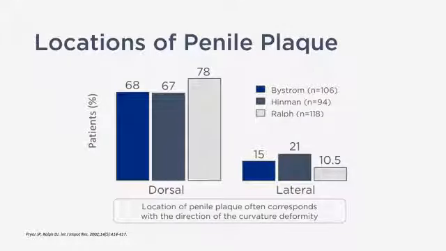Where do you find these scars? Most of the scars, roughly 70 to 80% of them, are located on the top of the penile tissue, or on the dorsum. Roughly 20% of the patients will have a scar on the side of the penis. And again, that's why most patients will curve up, because the majority of the scar is on the top of the penis. So when the penis is erect, it will curve in the upward direction.